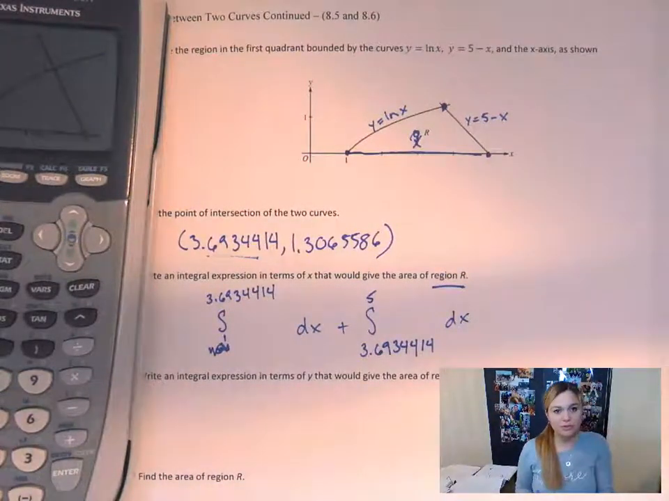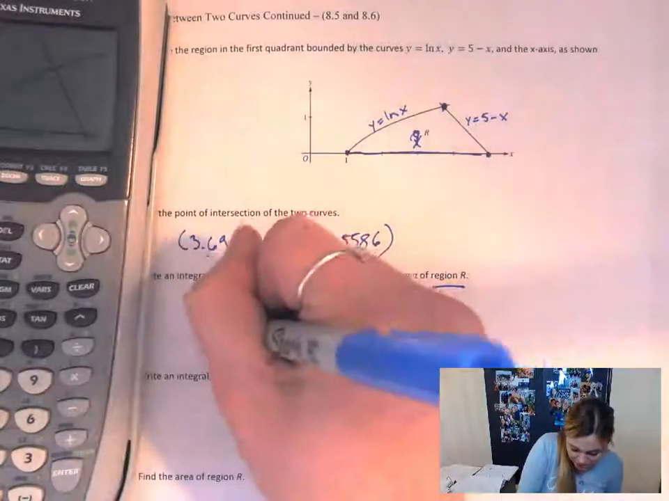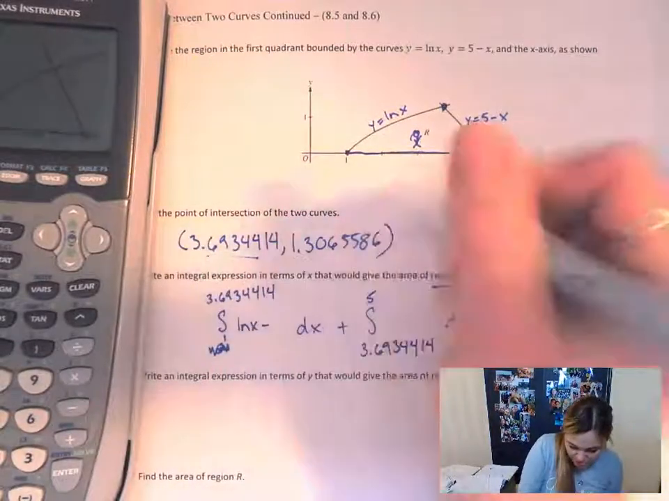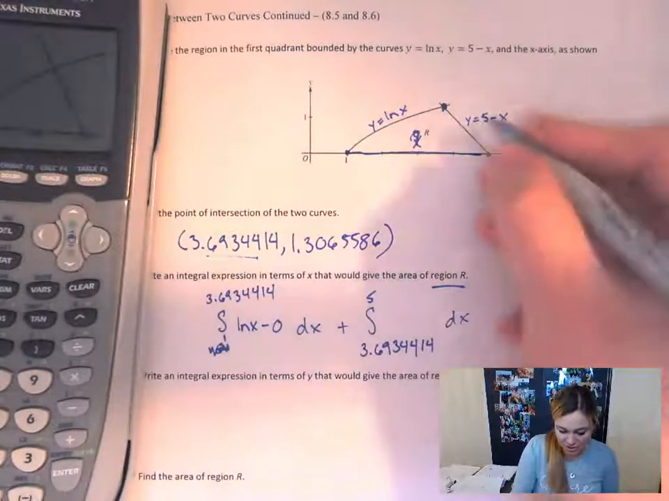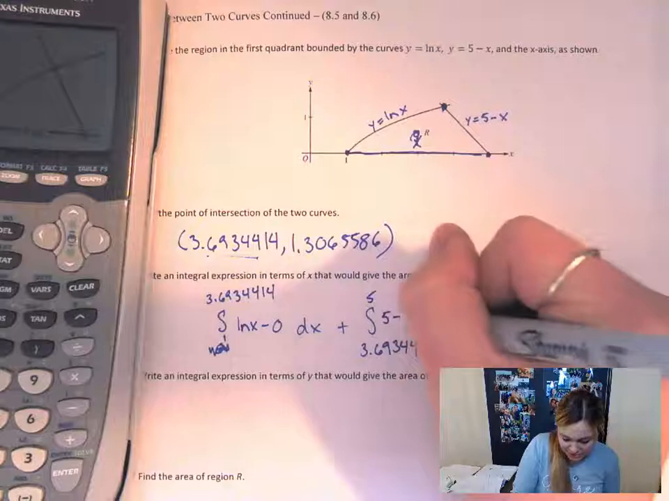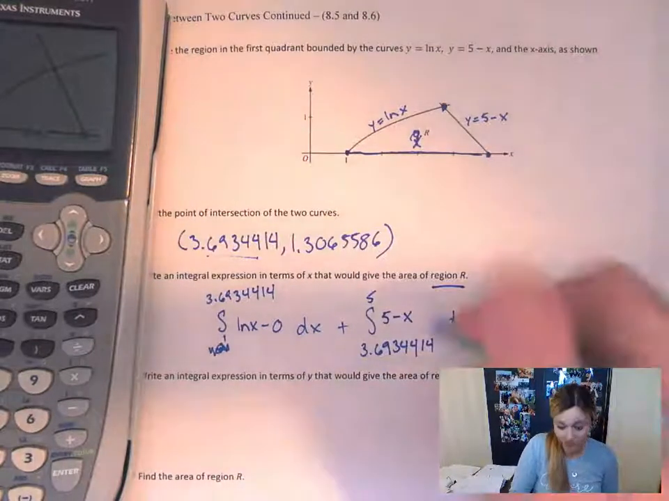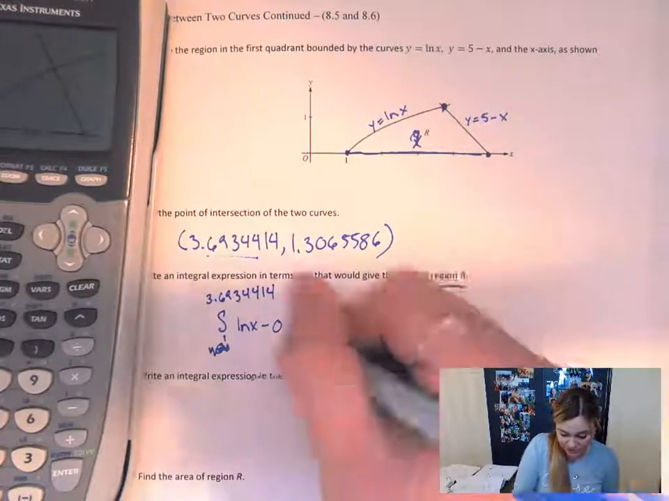2 separate integrals. Remember how you do top minus bottom? So that your top is your natural log of x minus your bottom curve, which is just the line y equals 0. It's the x-axis. Over here, you've got 5 minus x. Bottom curve is 0.